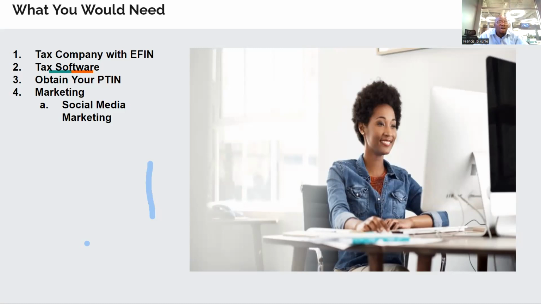Then the third thing you have to do is obtain your PTIN. PTIN is called Preparer Tax Identification Number. That is the one they use to recognize you as a preparer. As a profession, just like when somebody opens a hospital, the hospital has its own license with the government to register as a hospital. Then the individual professionals, like nurses and doctors that work in those hospitals, also have their own licenses and IDs to work there. So in case there's any problem, they can know where to track it to.